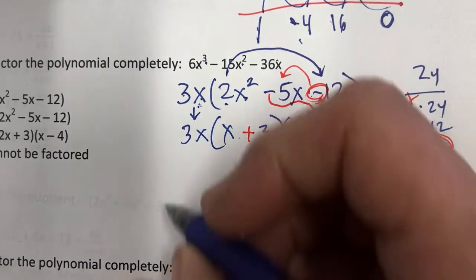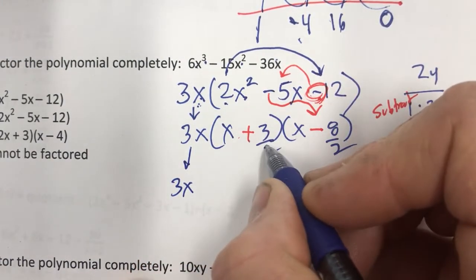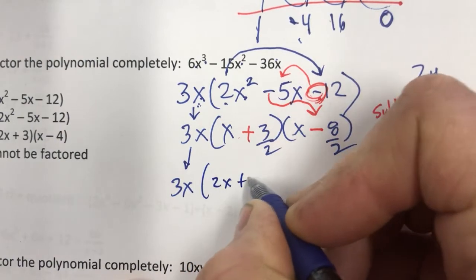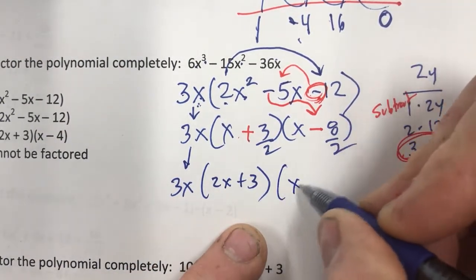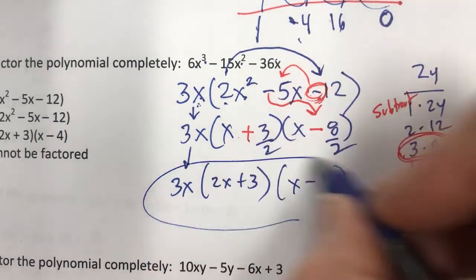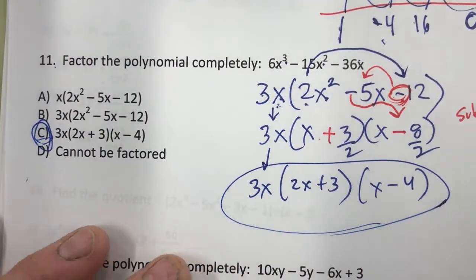So to fix that, I've got this 3x here. Let's see here. This won't simplify, so the 2 will come over in front of the x. So there you go. And then 8 divided by 2 is 4, so it's going to be x minus 4. So there's what I should have. And that's C. Okay.